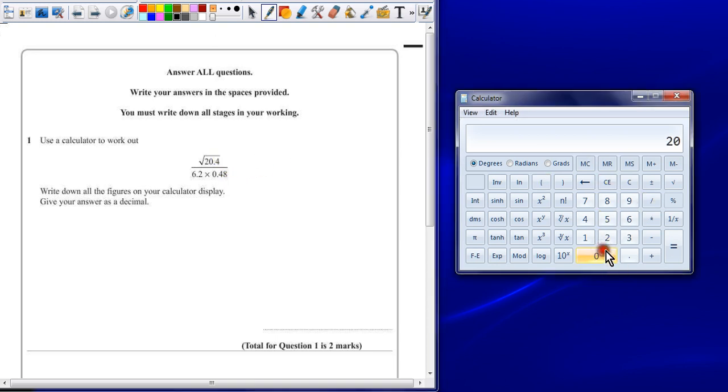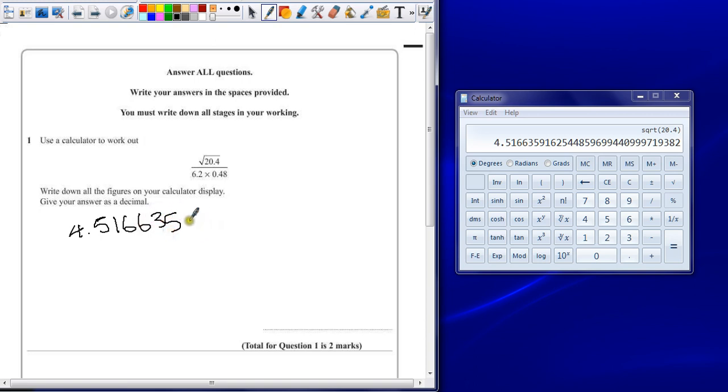So we'll start off with 20.4 square rooted. Just write down whatever you would see on the display. For mine, that would be 4.516635916. I'll stop there. Obviously, the more decimal points you've got, the more accurate it is. That's the answer to 20.4 square rooted, and I want to divide that by this bottom calculation.